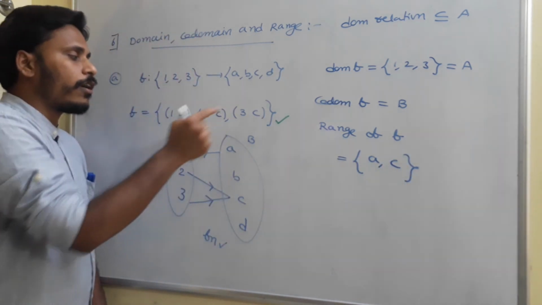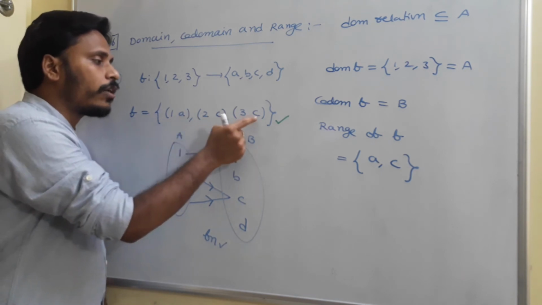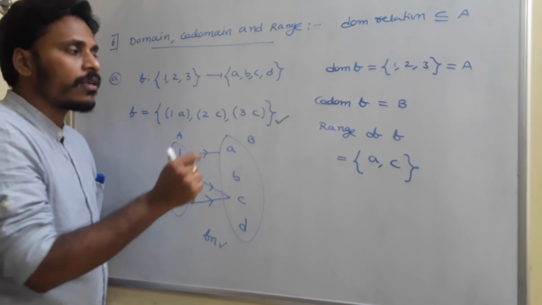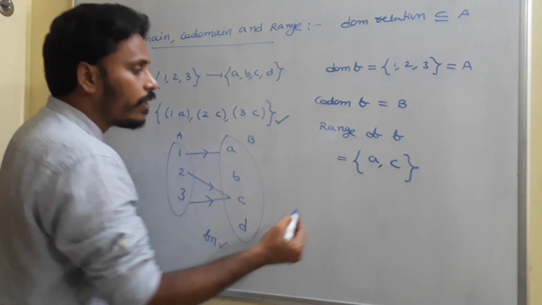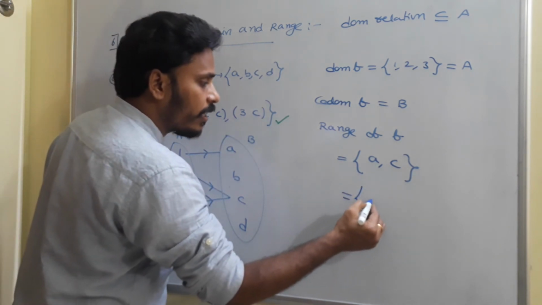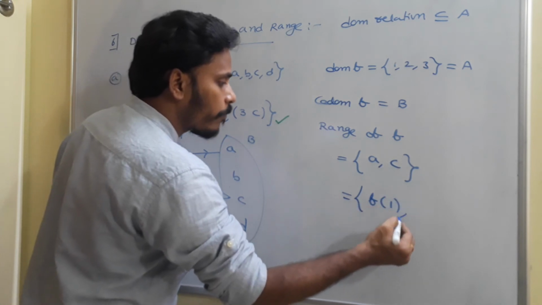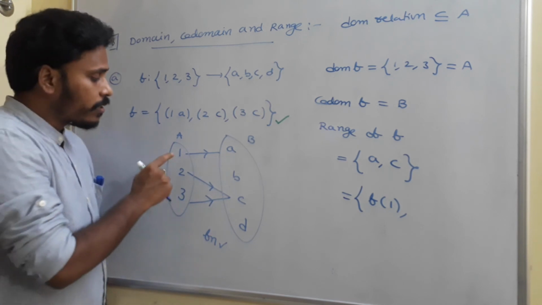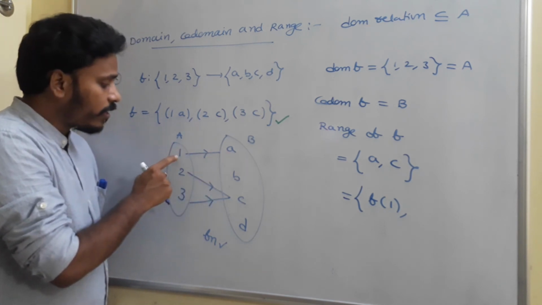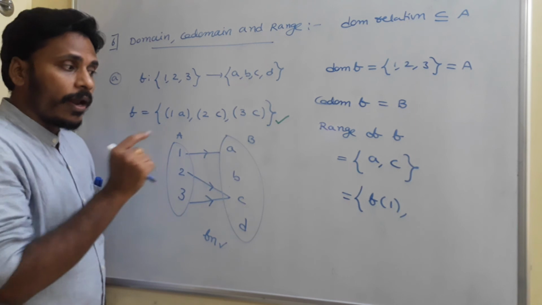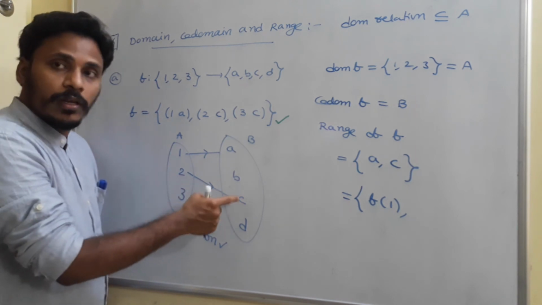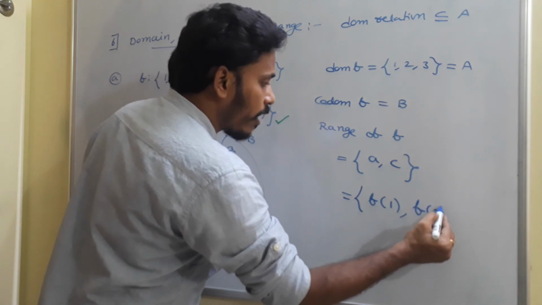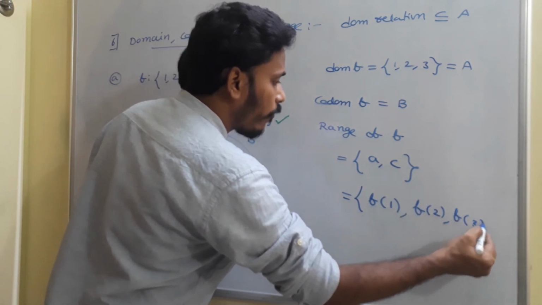When you observe the ordered pairs, the second elements of the ordered pairs are A and C itself. So range of f is the set containing A and C, and this set can also be denoted in another way. A is simply f of 1. As per the notation, since 1 is connected to A, we say that f of 1 equals A. Whereas coming to C, f of 2 is C, f of 3 is also C. So I may write f of 1 comma f of 2 comma f of 3.